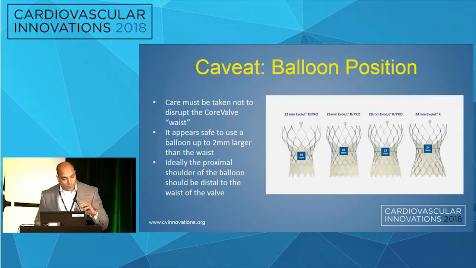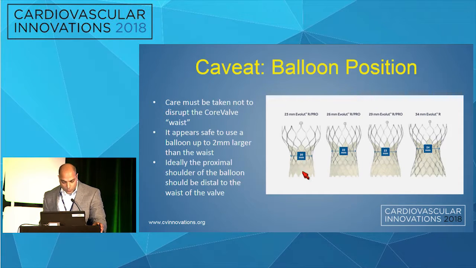So if we're going to put a CoreValve in, and then do a high-pressure balloon inflation to fracture a valve, then we need to be careful. We need to know the waist of the CoreValve, and we can't disrupt this waist, otherwise we'll injure the valve leaflets and cause severe AI. It appears that you can use a balloon 2 millimeters larger than this waist and be okay, but larger than that, you're at risk. So for example, in a 23 millimeter Evolut, the largest balloon you'd want to use is a 22 to do a BVF or a BVR.